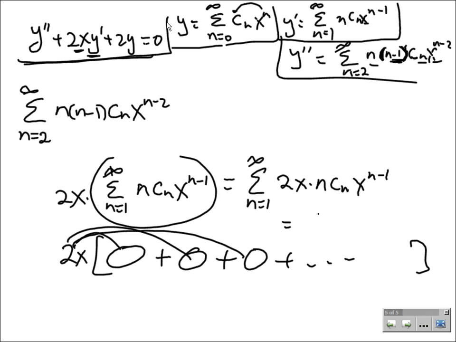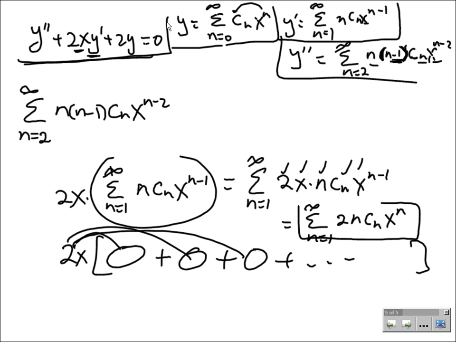And remember, when you're multiplying things, the order doesn't matter. You can multiply the 2, the n, and the c_n first. There it is. And then multiply the x by the x to the n minus 1, which is x to the n. So this here is 2xy. It's 2x times y.